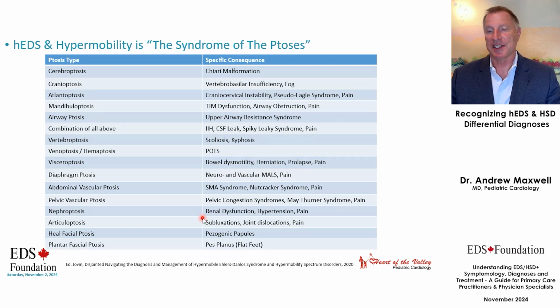Articuloptosis, this is the subluxation and joint dislocations we've already described. And heel fascial ptosis, creating piezogenic papules. And plantar fascial ptosis, creating flat feet. So let's talk about some of these, again, from head to toe.